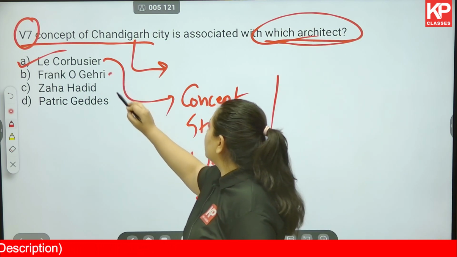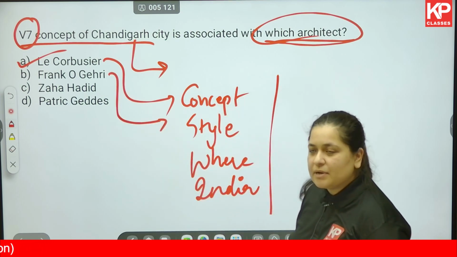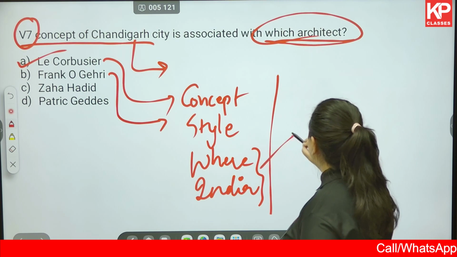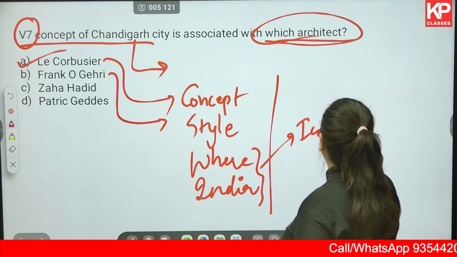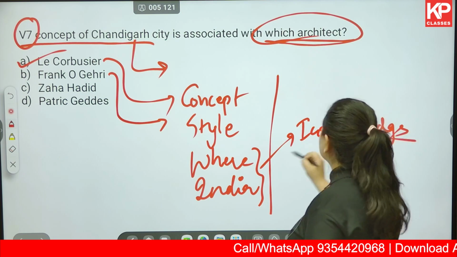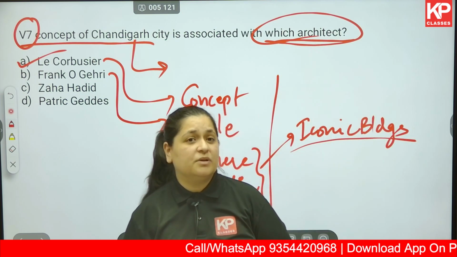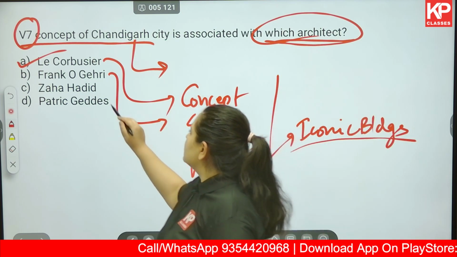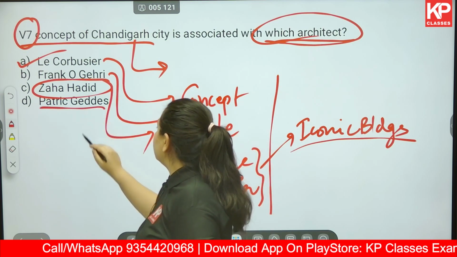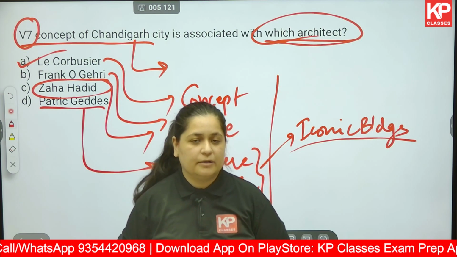Next, Frank Gehry. Again, what concept does he work on? Style, where, etc. Which are their iconic buildings? Now, where are they located? What is the structural style of each of these buildings and so on? Next, Zaha Hadid, again following the similar pattern. Patrick Geddes, again following the similar pattern.